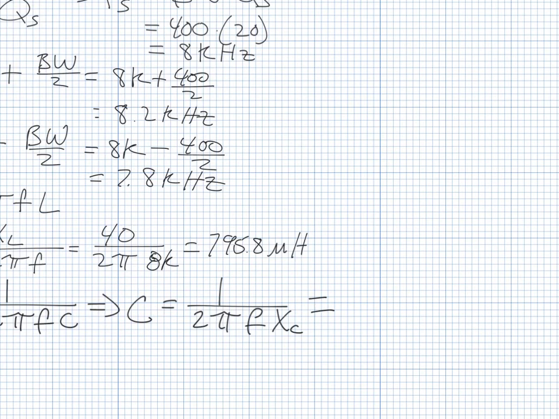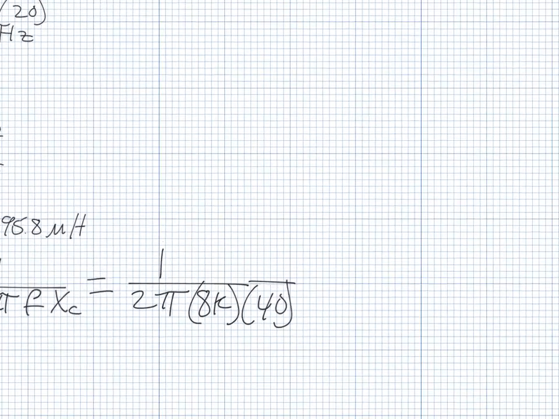Anyways, so we're going to go ahead and plug the values in here. So we have 2 pi, and the resonant frequency was 8K, and the reactance was the same as the reactance for the inductor, so that was 40. I've got to remember to change that when I do that. When we multiply this all out, divide it out, we get 497.4 nanofarads. All right, so I think that was the last piece.